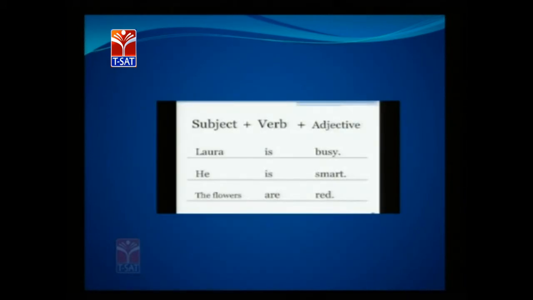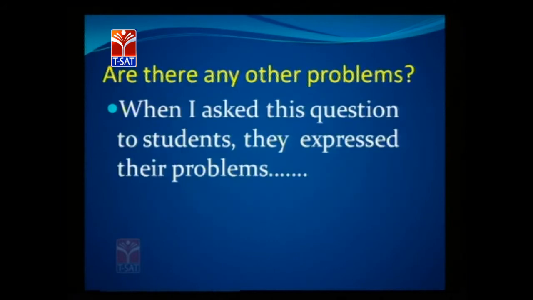Once again, the structures in English. As you know, the sentence structure in English is subject plus verb plus object. Here it is with an adjective, but generally S plus V plus O. It is somewhat different from our Indian languages. We have subject plus object plus verb. The verb comes at the end, but here you see the verb in the middle. So this is again difficult for learners.